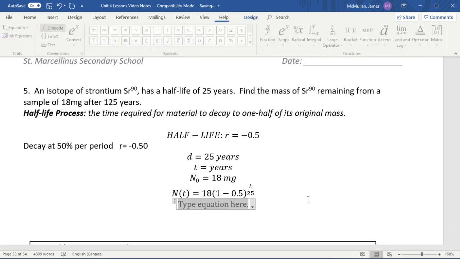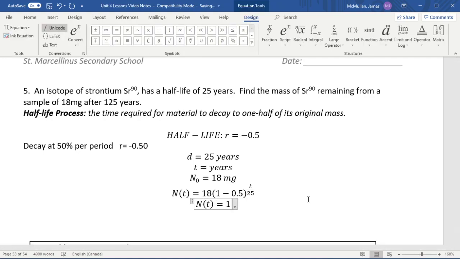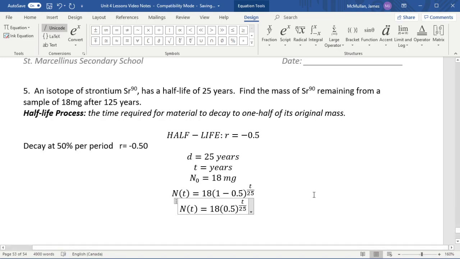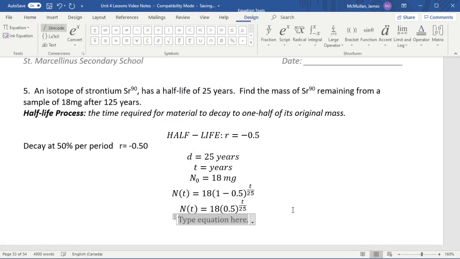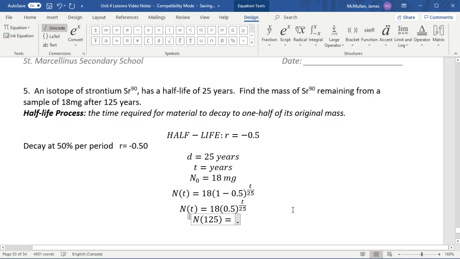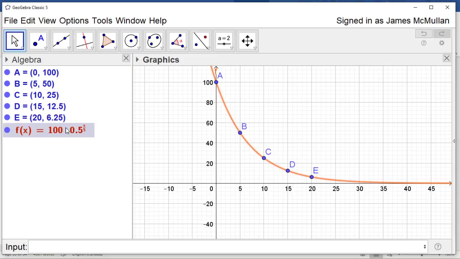And of course, you can make this a little bit simpler if you just do 1 minus 0.5, which of course gives you just 0.5, because it's splitting in half. Okay, and there you go. There's the equation that represents the decay of this strontium. Now it says how much is left after 125 years. So all I would do there is just type in N of 125 and get the answer. So let's go ahead and do that.